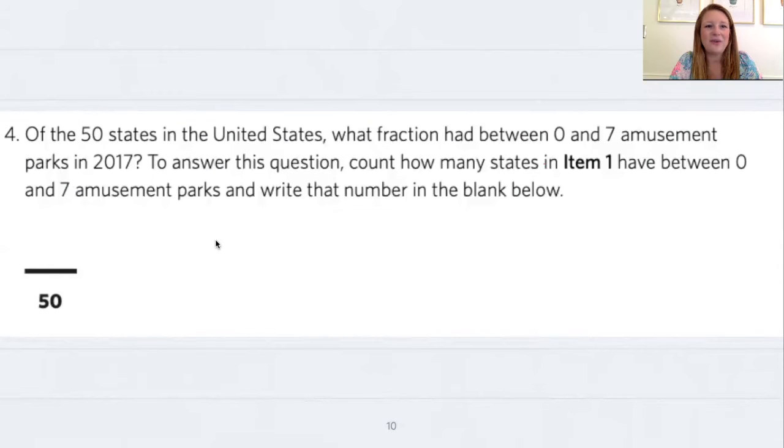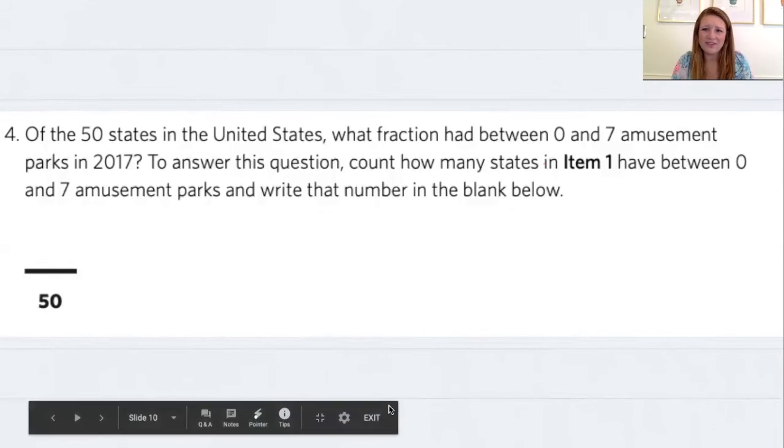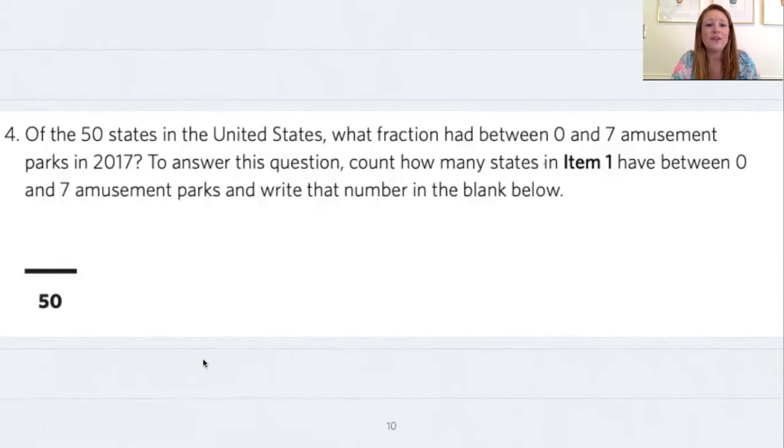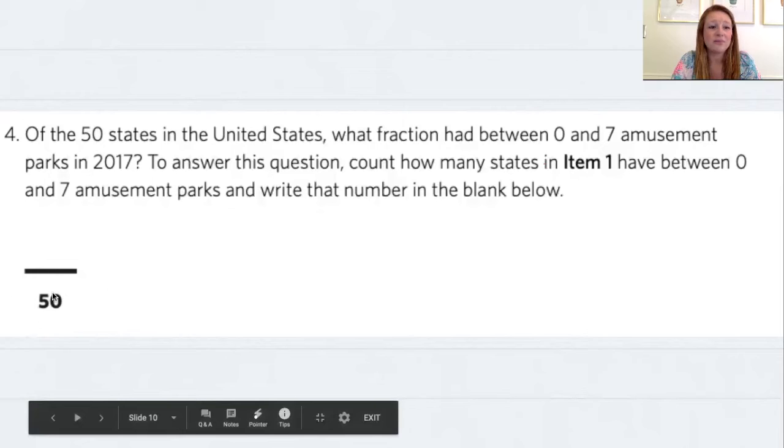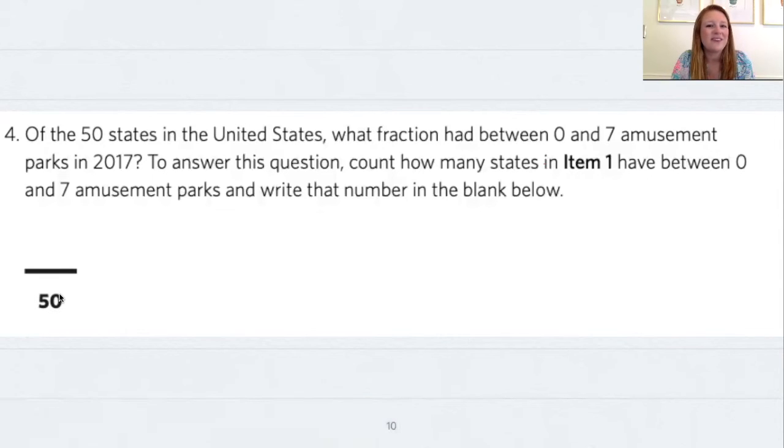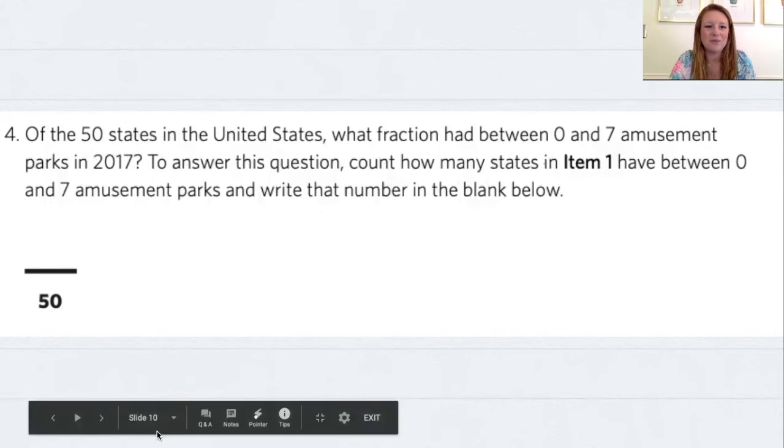Now what we're going to do is try and figure out what fractions of states fall within each of those columns. So you're going to see here, there's already a fraction written. You're going to see that the denominator, the number of parts we're working with, is 50. Do you have any ideas for why that could be the case? If you said because there are 50 states, you're correct. So it says, out of the 50 states, what fraction have between 0 and 7 amusement parks?